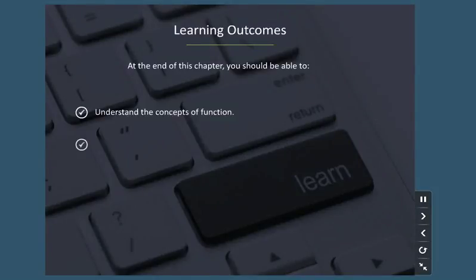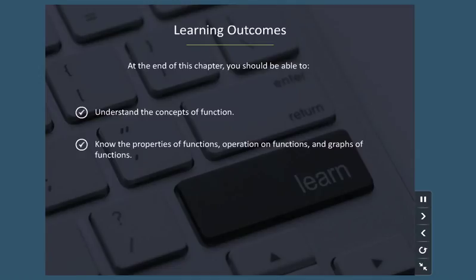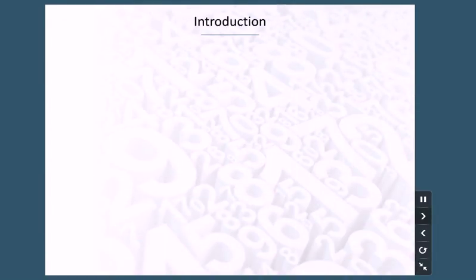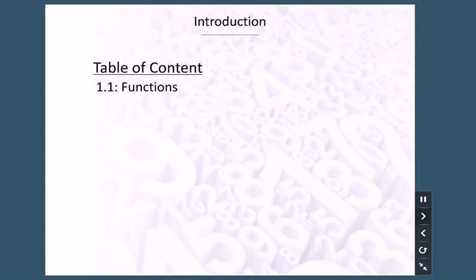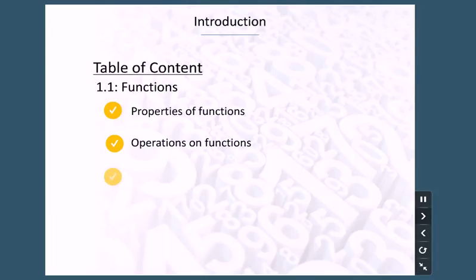Learning outcomes. At the end of this chapter, you should be able to understand the concepts of function, know the properties of functions, and operations on functions. Introduction. Table of contents: 1.1 Functions, properties of functions, operations on functions, graphs, family of functions.